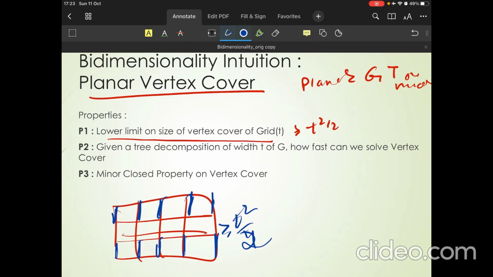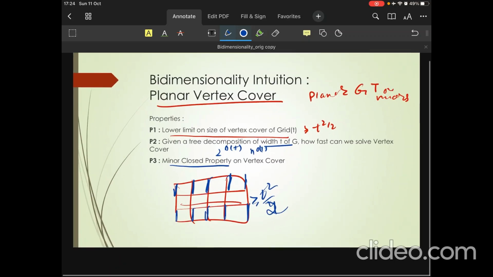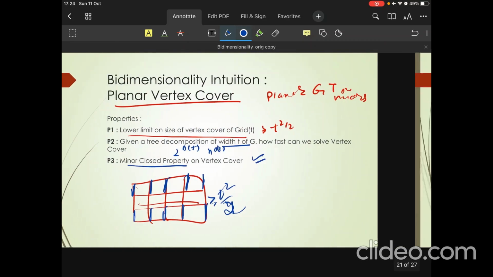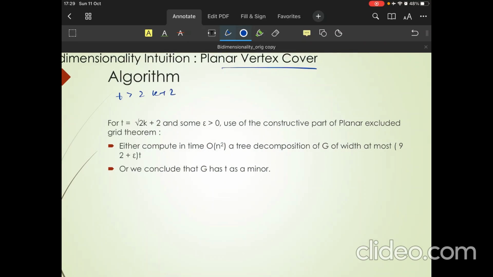Another assumption is that it should be solvable for a given tree decomposition of width T. So we already know that we have a simple DP of 2 power order T poly for vertex cover given a tree decomposition of width T. Another property is that we consider minor closedness of the vertex cover. Okay, so we'll give this algorithm as follows.